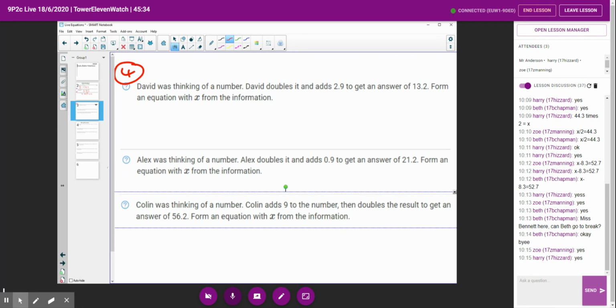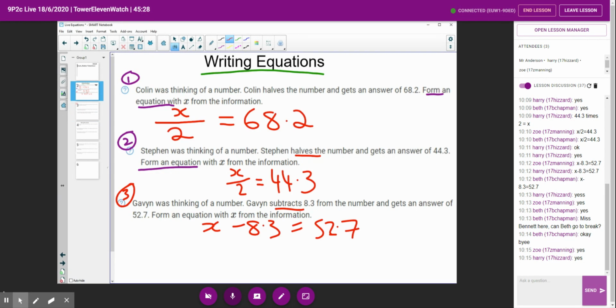All right, so let's have a look at question 4 here, guys. Remember, it's the same thing that we just did. So just to recap, I've just turned TeachStream on because I was very silly and forgot to press record. So we've just looked at how we write these. Colin halves the number, gets an answer of 68.2. So x over 2 equals 68.2. Down to the last one, Gavin subtracts 8.3 from a number, gets the answer of 52.7. So x subtract 8.3 equals 52.7.